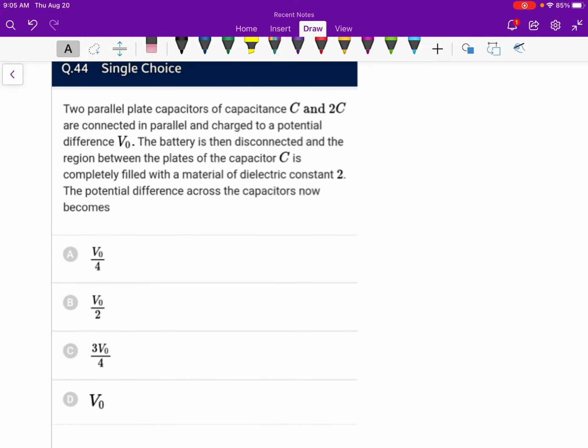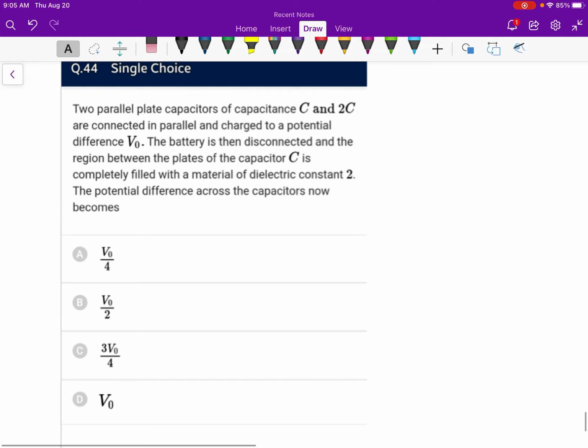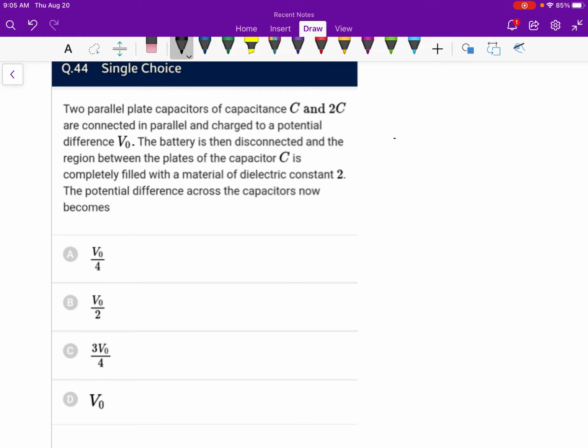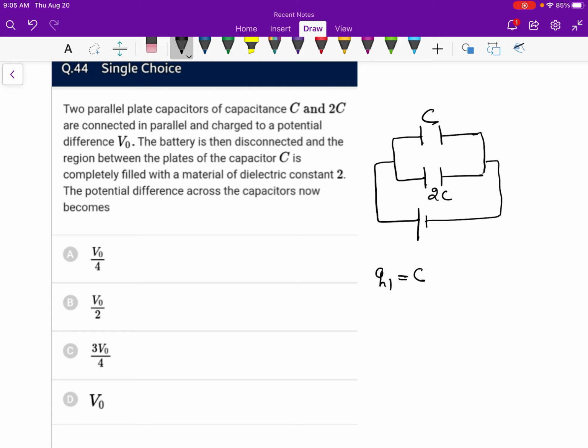Two parallel plate capacitors of capacitance C and 2C are connected in parallel and charged to a potential difference V0. So both C and 2C have voltage V0. So Q1 is CV0 and Q2 is 2CV0. Now a dielectric of dielectric constant 2 is inserted in the plates of the capacitor C. So now there is a dielectric, so capacitance becomes 2C.